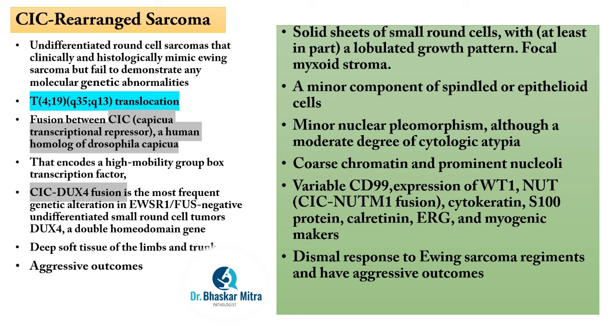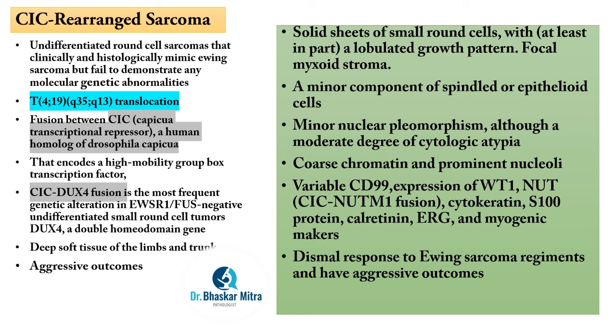They mainly involve the deep soft tissues of the limbs and extremities and have an aggressive outcome. These tumors are small round cell tumors with a variable amount of myxoid stroma and a lobulated appearance. There may be some degree of nuclear pleomorphism. I am showing you the histomorphological pictures. They show variable expression of CD99 and WT1 along with NUT expression.